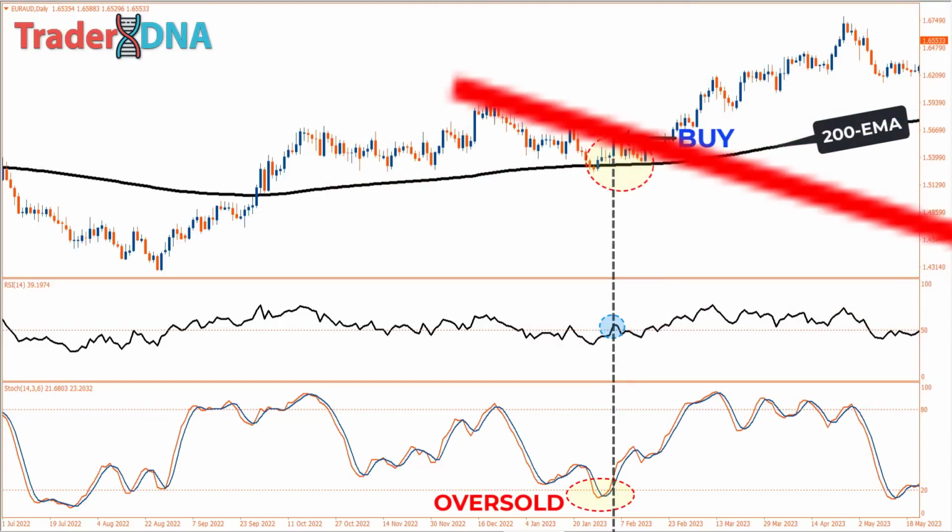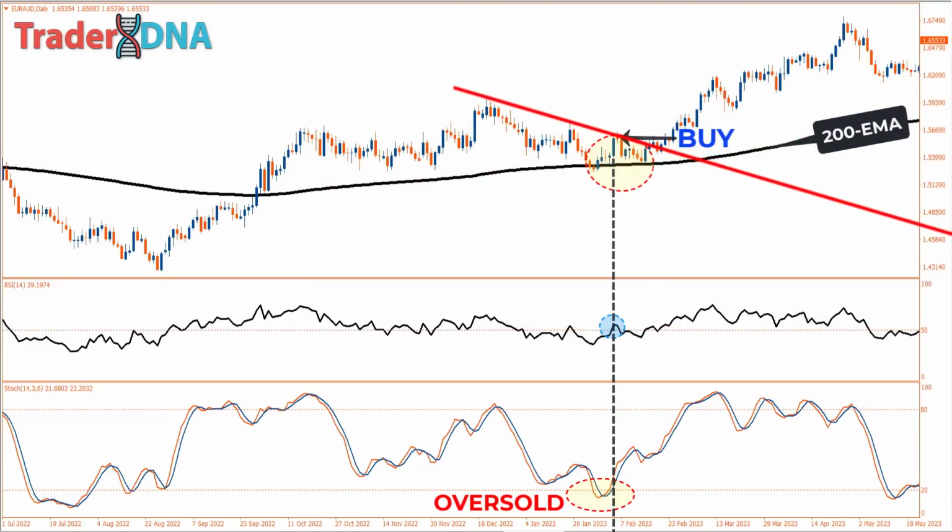Additional confirmation can be obtained through a trendline break. Traders should ensure that a trendline break occurs on the chart before entering the market. Then, set a stop loss at the nearest swing low or below the 200 EMA line to safeguard the transaction in case of a move against your trade direction.